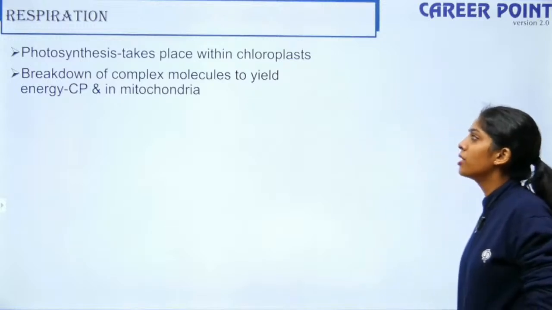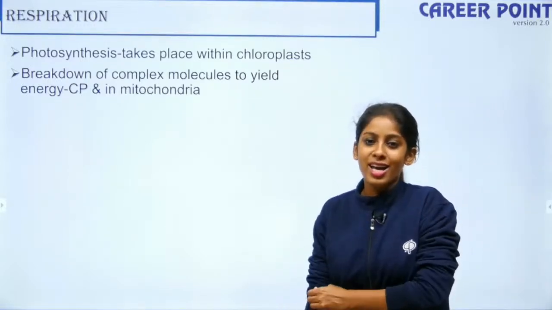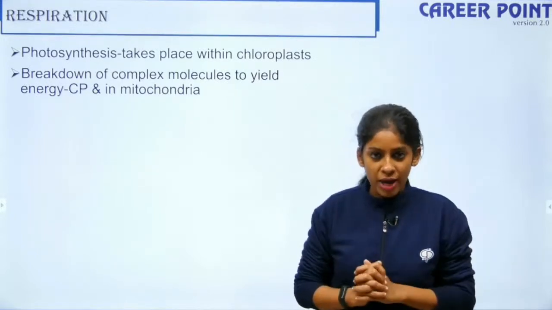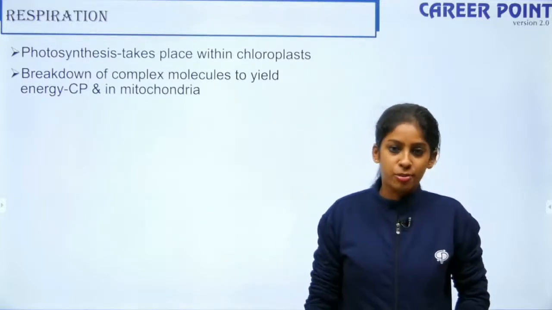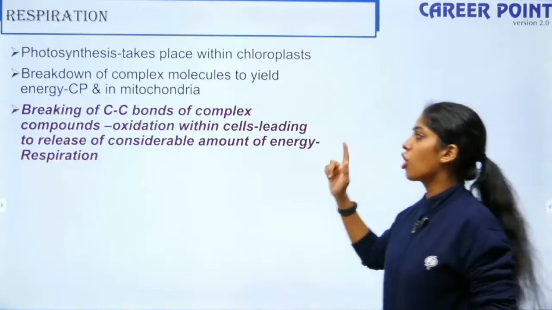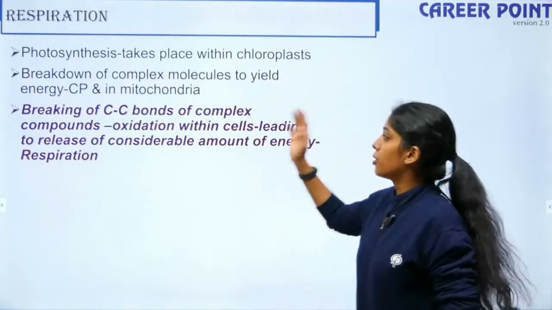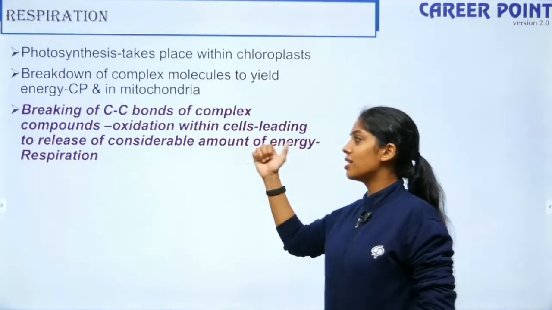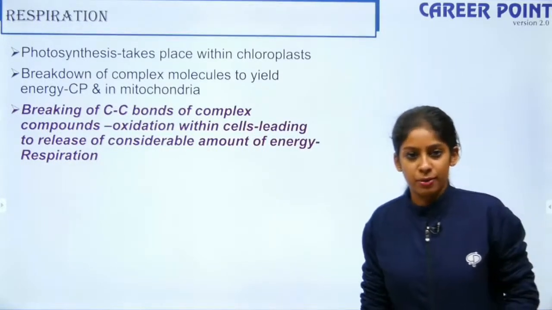The breakdown of complex molecules to release energy in the cytoplasm and in mitochondria is respiration. Photosynthesis gives you glucose, right? Now the breakdown of this glucose to give you energy is the process of respiration, which happens in all plants. The breaking of C-C bonds of complex compounds, and glucose also has C-C bonds, right? The oxidation within the cells leading to the release of a considerable amount of energy is known as respiration.